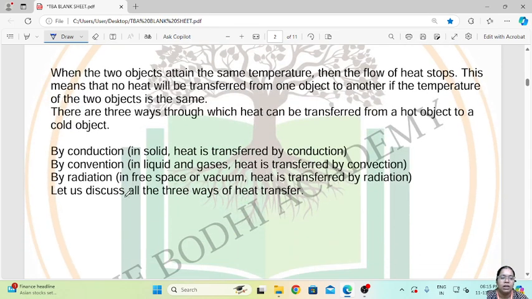There are three ways through which the heat can be transferred from a hot object to a cold object. By conduction, in solids heat is transferred by conduction. By convection, in liquids and gases heat is transferred by convection, and by radiation, in free space or vacuum heat is transferred through radiation. So let us discuss the three ways of heat transfer.